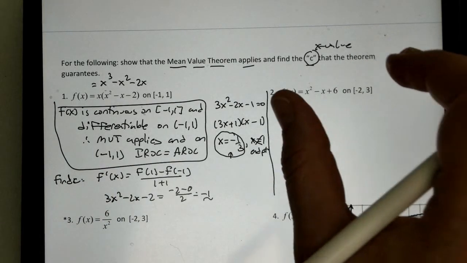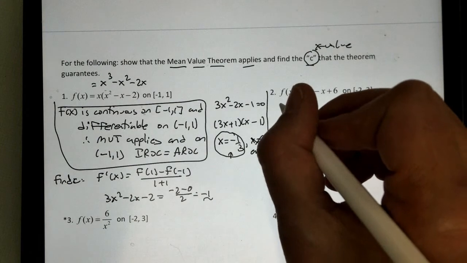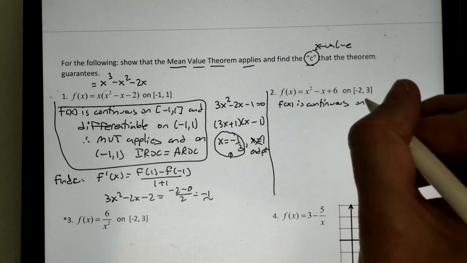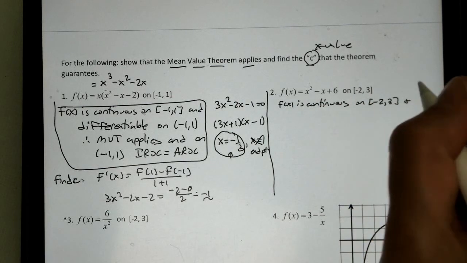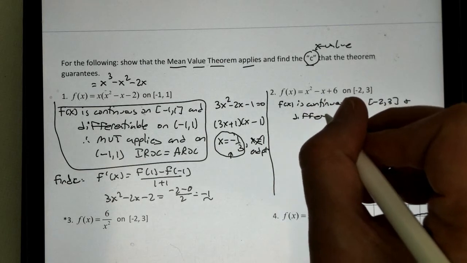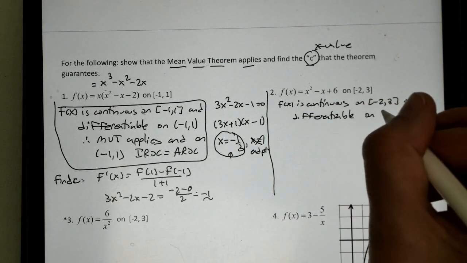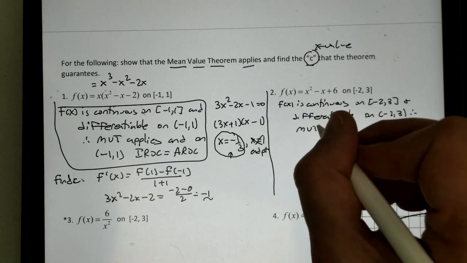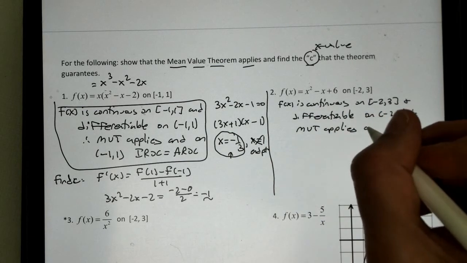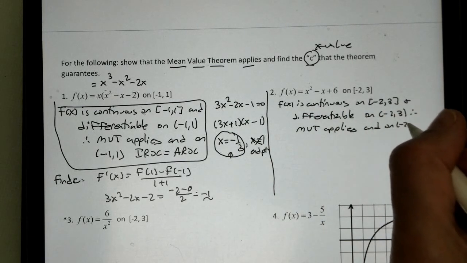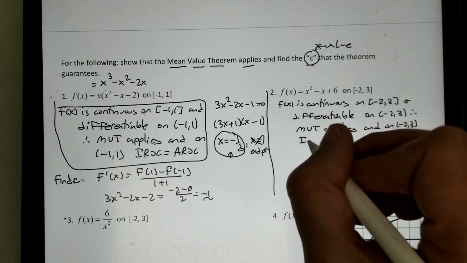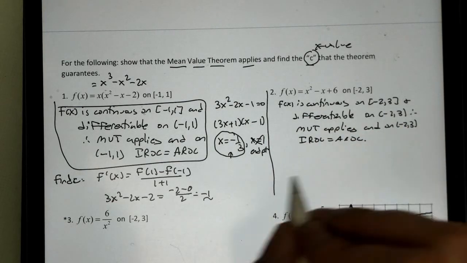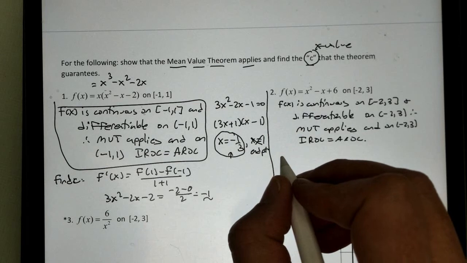Same thing, this function is continuous and differentiable, so we can go and say that f of x is continuous on the closed domain, negative 2 to 3, and differentiable on the open interval, negative 2 to 3. Therefore, you have to say the following: MVT applies. And on our domain, negative 2 to 3, the instantaneous rate of change has to equal the average rate of change. We just have to find out where that occurs. So I'm going to do that. Ready? Find out where.